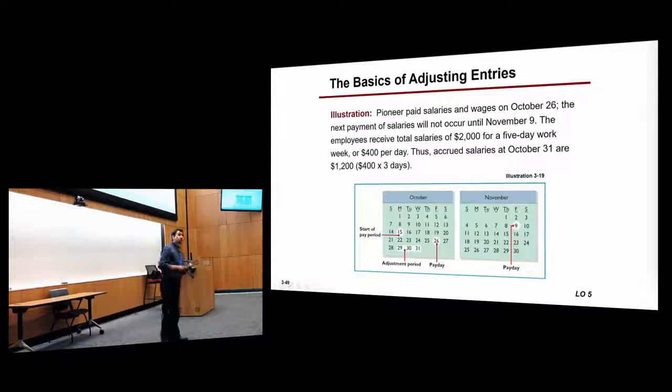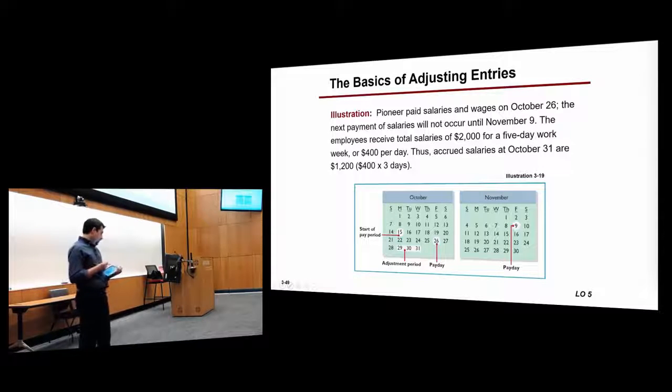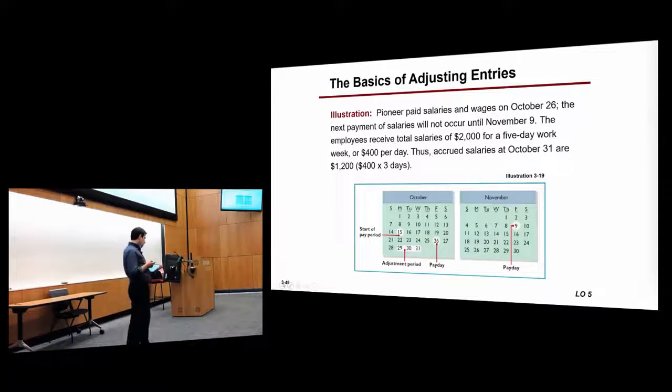The other example is salary. We've been talking about that for the past few days. Pioneer pays salaries and wages on October 26. The next payment of salaries will not occur until November 9. The employees receive total salaries of $2,000 for a 5-day work week, or $400 per day. So the accrued salaries are for 3 days. Multiplied by $400 per day, that's $1,200. This is the amount of money that the company owes their employees. They're not going to pay it.